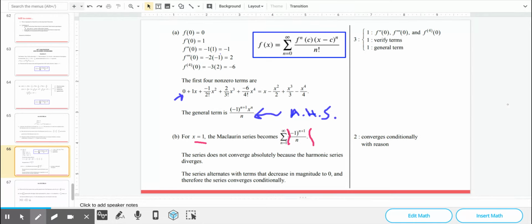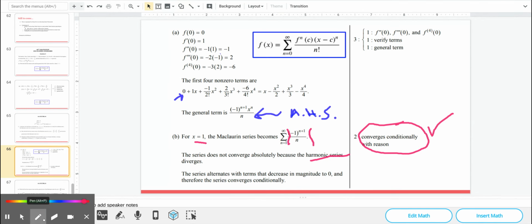If I take its absolute value, hopefully you realize it diverges because it becomes just the harmonic series, and we know the harmonic series diverges. However, we've also learned that this is an alternating series. It decreases in magnitude to 0, meaning its limit goes to 0, and every successive term is less. Therefore, it converges itself. And if the absolute value does not converge, but the original series does converge, it converges conditionally. So you have to put all those pieces together.